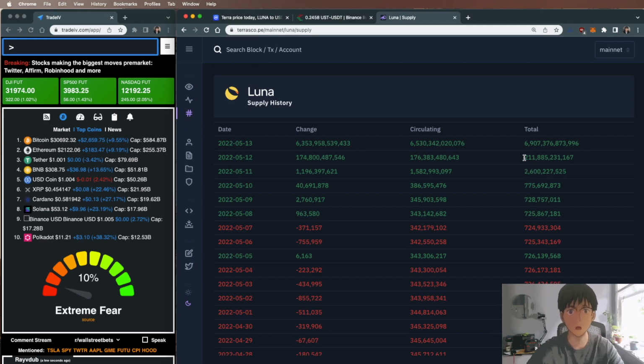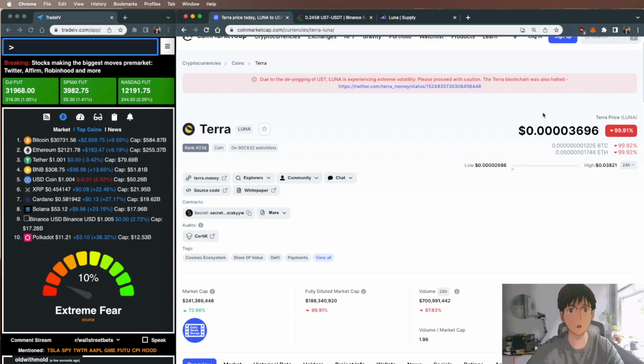And then a day later, this is 211 billion Luna coins. That's a 200 times increase in supply in a day. And then one day later, this is 6.9 trillion. Think about it. This is an exponential curve. This is an exponential increase in the supply. And that is why the price of Luna exponentially dropped every single day. At this point, this is pretty much worthless.